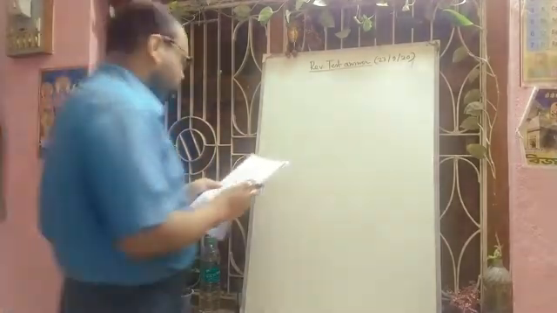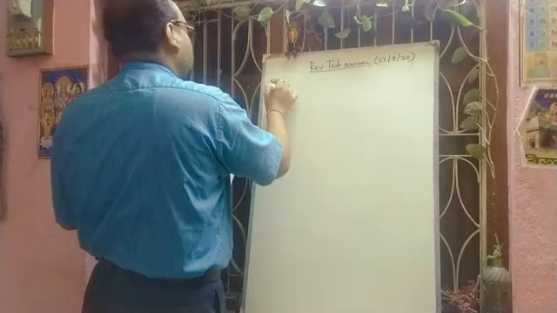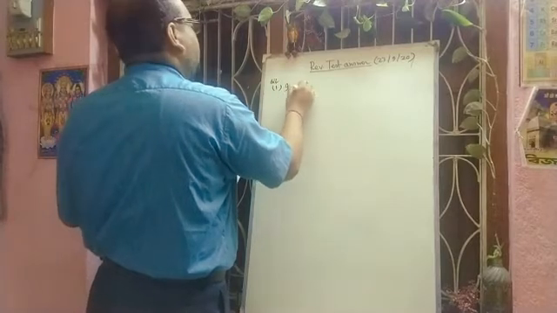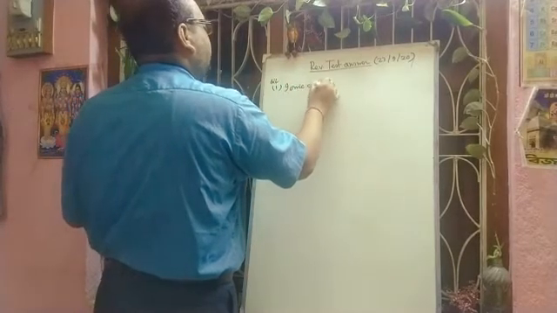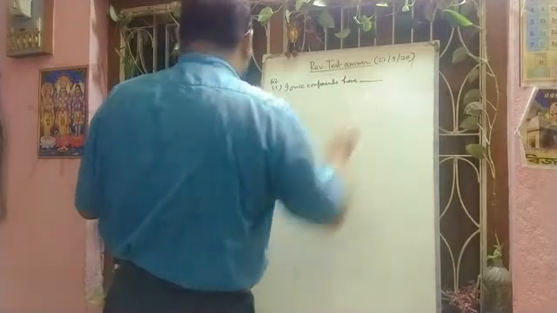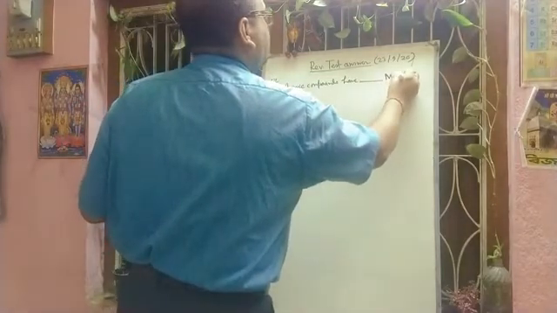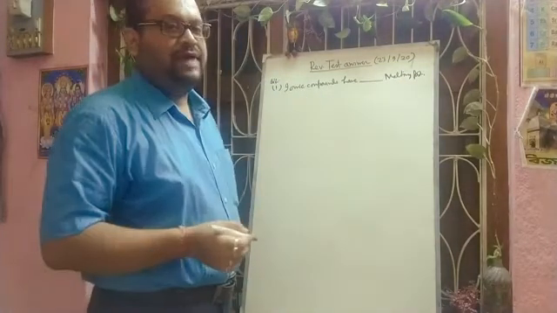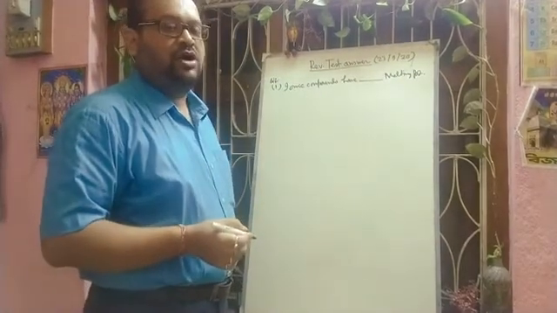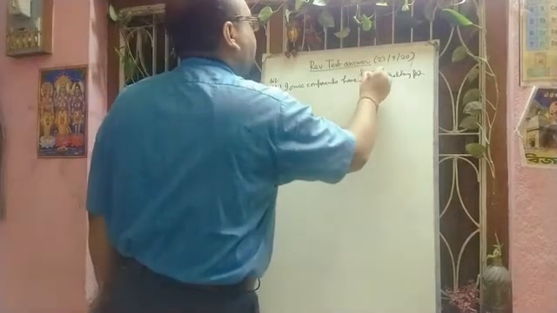First question was fill in the blanks. That is question number 1. Ionic compounds have dash melting point. So your answer will be high melting point because of the strong electrostatic force of attraction. So here you have to write high melting point.